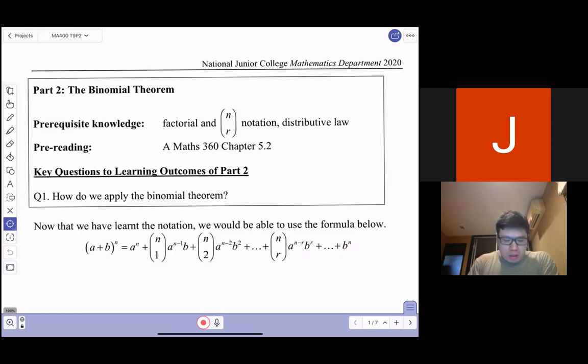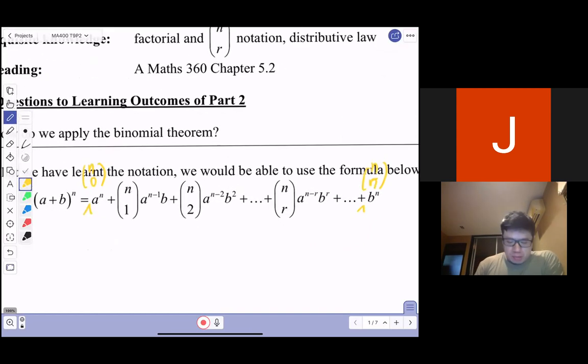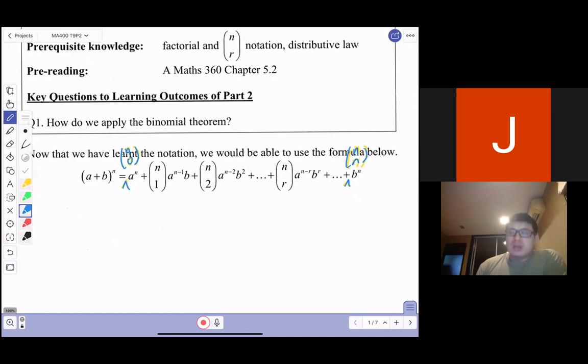If you want to consider the first and last terms, actually it's n choose 0, and then n choose r, up to n choose n. Not very clear, so let me just write it down: n choose 0 and n choose n. Why is it n choose 0? Because there's no way to choose that; a power n has only one way. So this is how it looks.